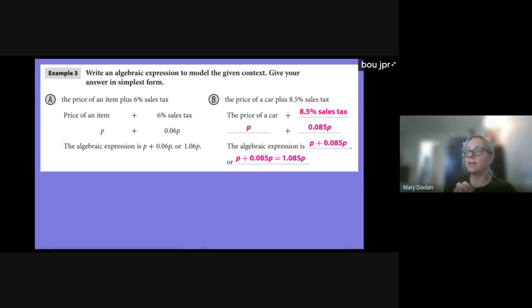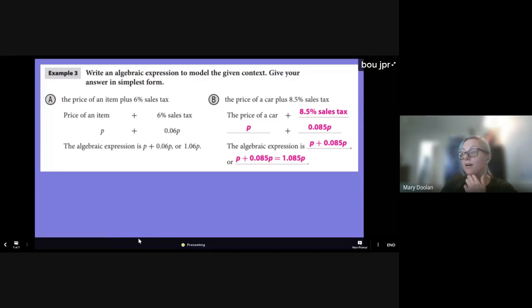If I combine the like terms of P, or 1P, plus 85 thousandths P, you add the coefficients together. 1 plus 85 thousandths is 1 and 85 thousandths. And then you keep your variable P. All right, that's it. That is the end of this lesson.